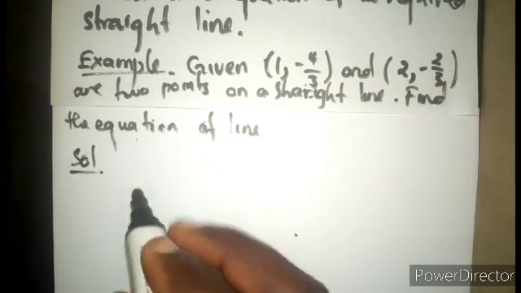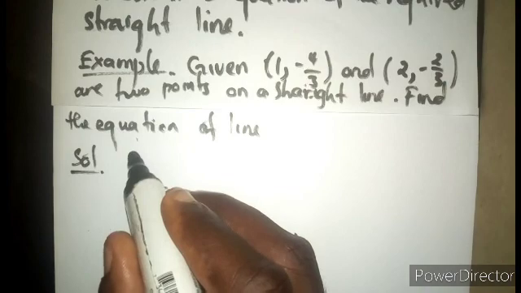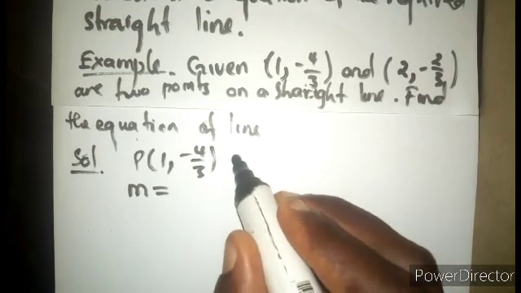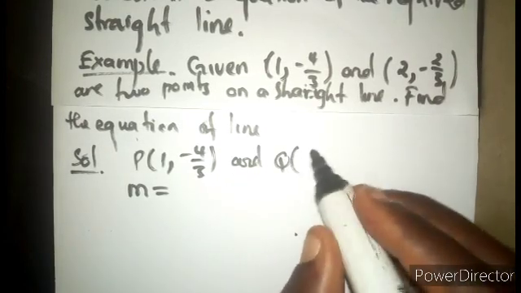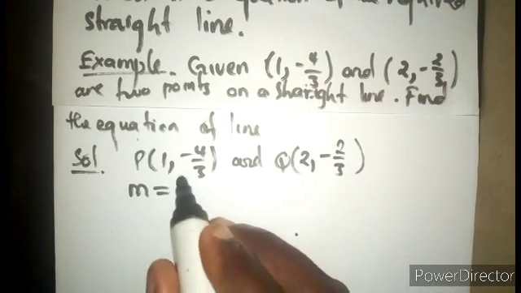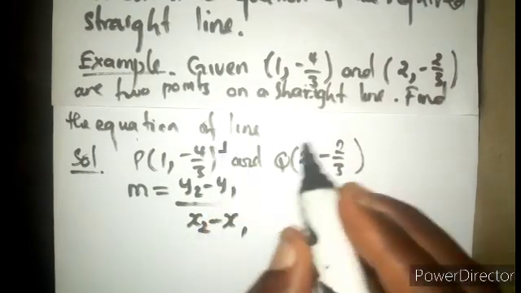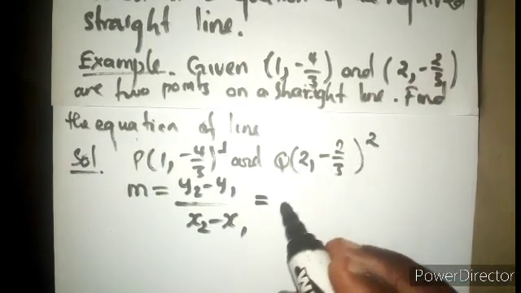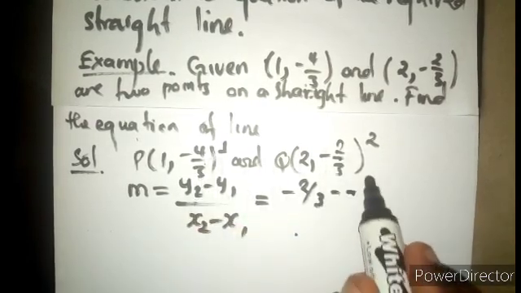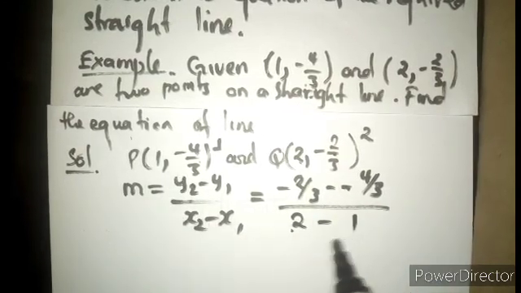So the first thing we do here is to find the gradient. Let's first of all call P the point 1, minus 3, and Q the point 2, minus 2 over 3. We know m is equal to y2 minus y1 over x2 minus x1. If you take this as the first point, this is the second point. So we're going to have minus 2 over 3 minus 4 over 3 divided by 2 minus 1.